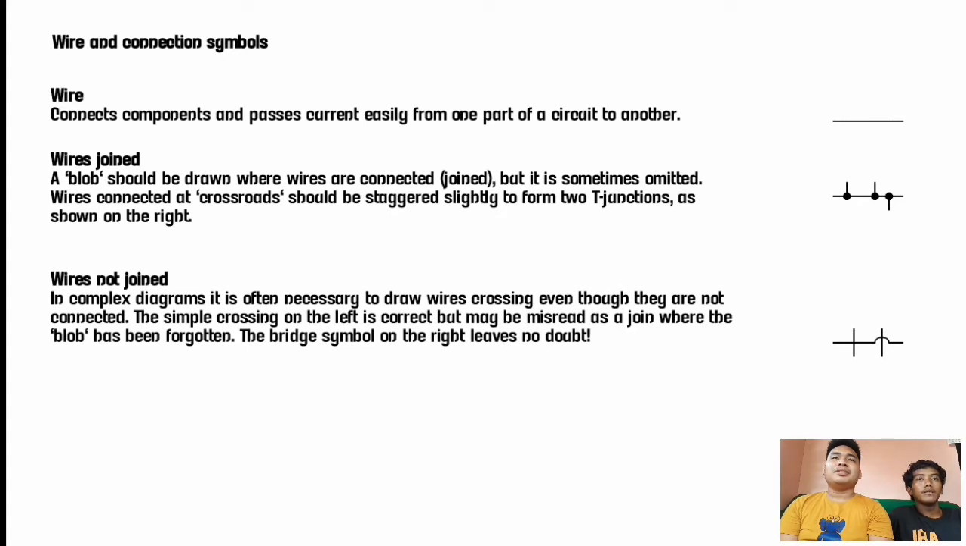Wires not joining. In complex diagrams, it is often necessary to draw wires crossing even though they are not connected. The simple crossing on the left is correct but may be misread as a joint where the blob has been forgotten. The bridge symbol on the right leaves no doubt.